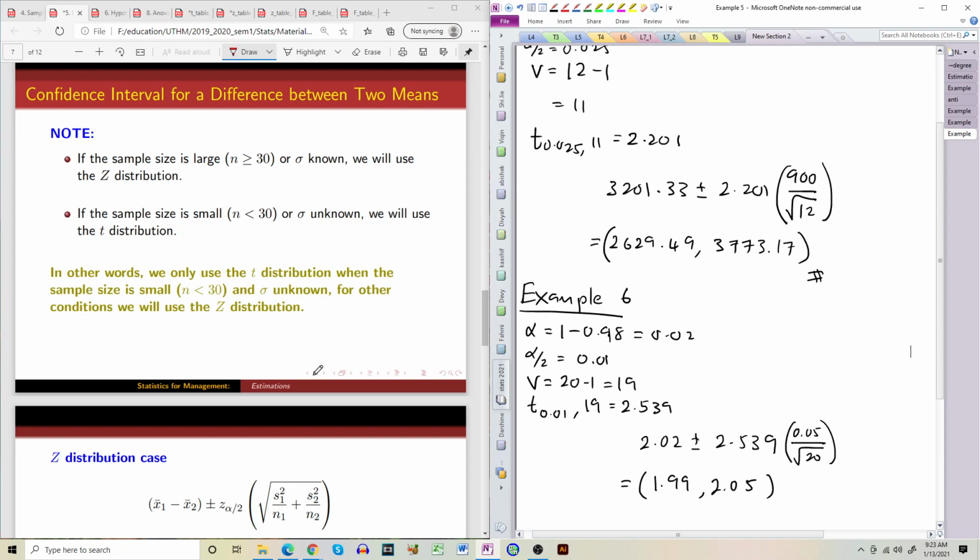Now after this, the process is almost the same. Until now we are dealing with one mean, one sample size. After this we are going to deal with two means, two sample sizes, and I will give you one example for each case. It is almost the same, only the formula is different. All the formulas are given in the final.